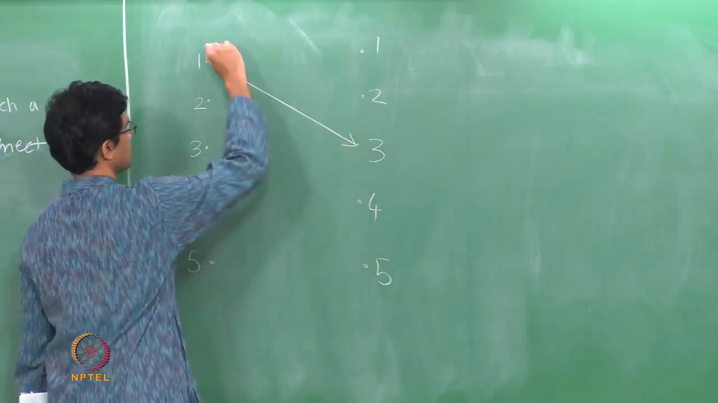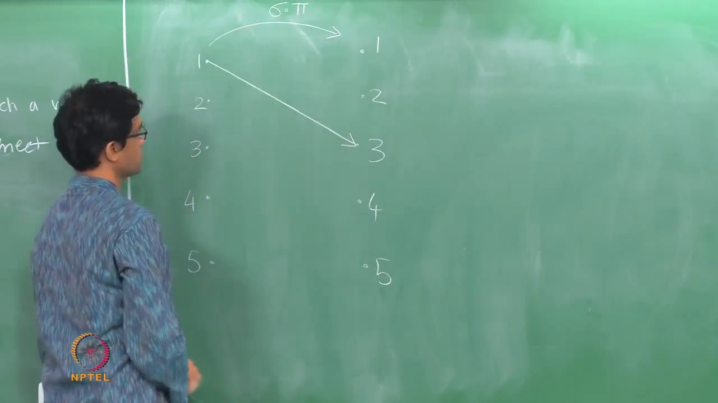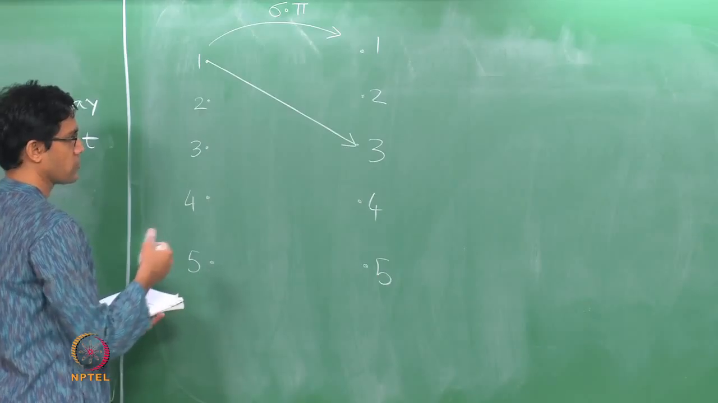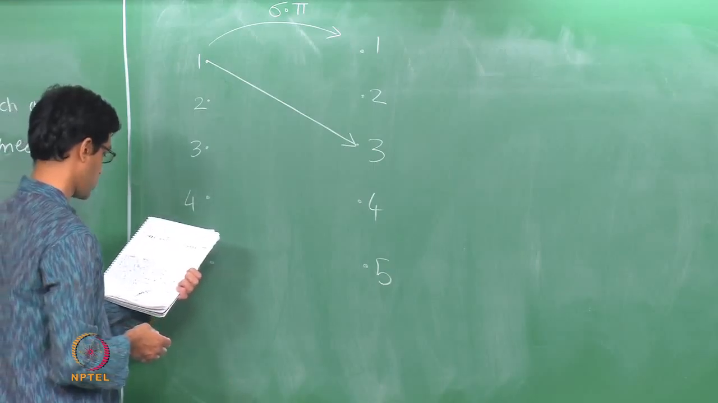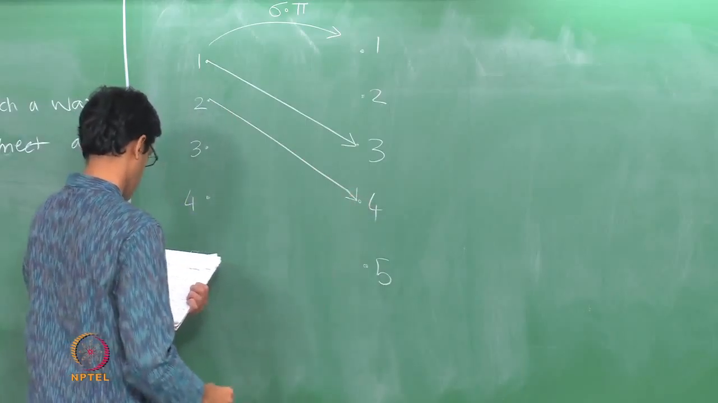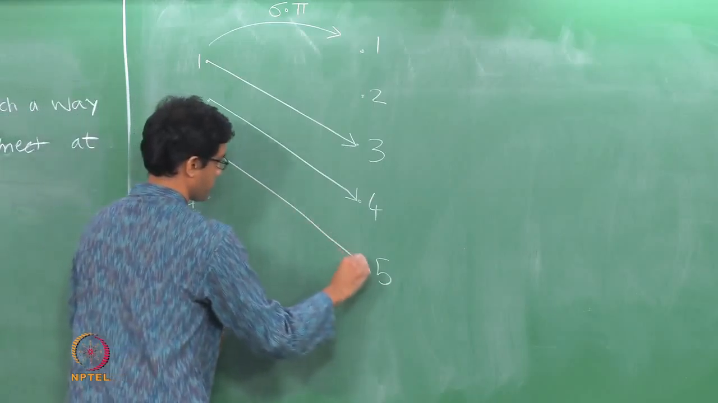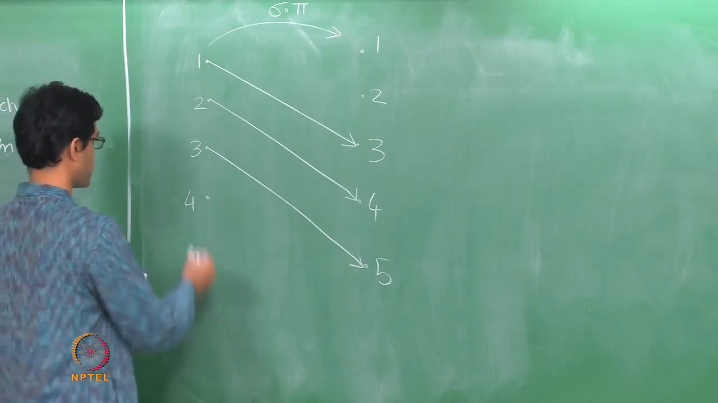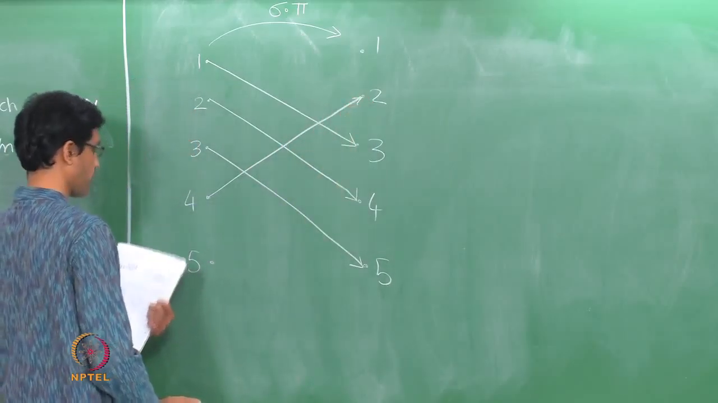Okay. So I am now going to draw the diagram for the composition of sigma pi. So 1 maps to 3, so I am just using the definition, you should check that this is in fact correct by actually using the definition. Now 2 maps to 3, which maps to 4. So 2 maps to 4, similarly 3 maps to 4 maps to 5. So 3 maps to 5, 4 maps to 1, which maps to 2. So 4 maps to 2 under the composition, and finally 5 maps to 1.